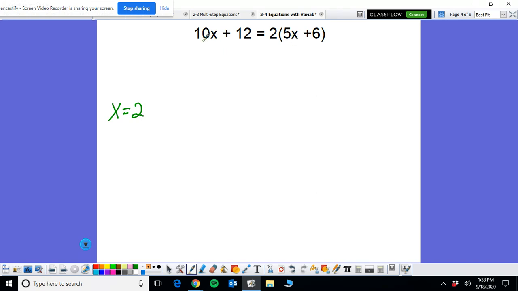So let's see. What's 10 times 2? We'll show my work real quick here. What's 10 times 2? That's 20. 20 plus 12 is 32 on that side. Okay, so I put a 2 here. 5 times 2 plus 6, close it up. So I get 16, so it's 10 here. 5 times 2 is 10. 10 plus 6 is 16. 16 times 2 is 32. Well, wait a minute, it did work.